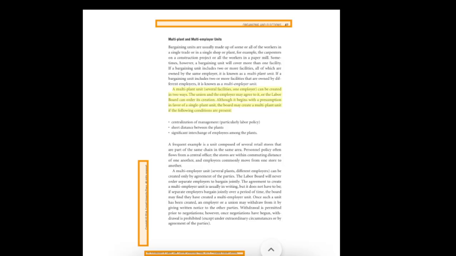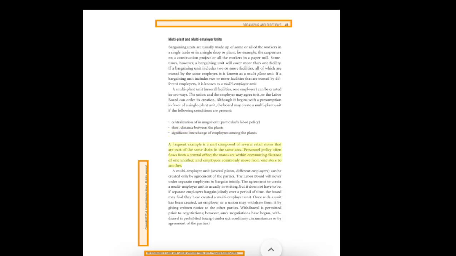The union and the employer may agree to it, or the labor board can order its creation. Although it begins with a presumption in favor of a single plant unit, the board may create a multi-plant unit if the following conditions are present. Centralization of management, particularly labor policy. Short distance between the plants, and interchange of employees among the plants.